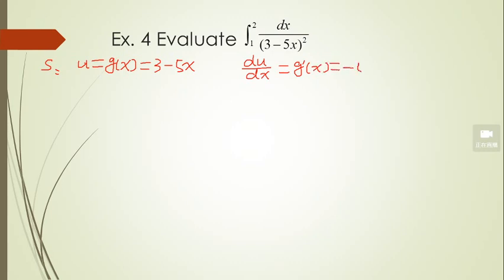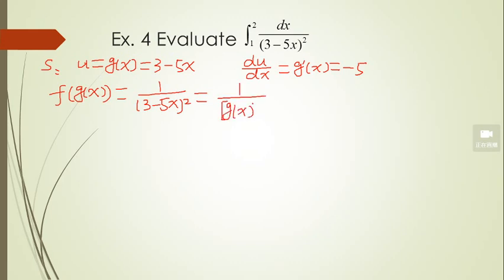That's why here, first look, we only have the f(g(x)), the composition part. There is no g prime in a direct way because g prime is a constant. So f(g(x)) will be 1 over 3 minus 5x squared. So my g(x), it will be 1 over g(x) squared, right?